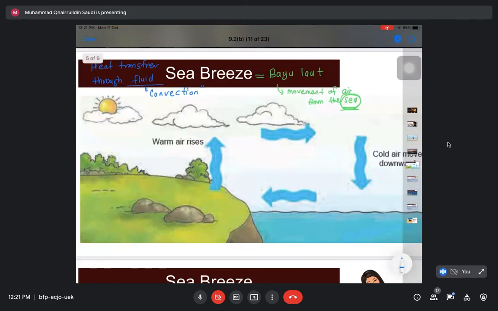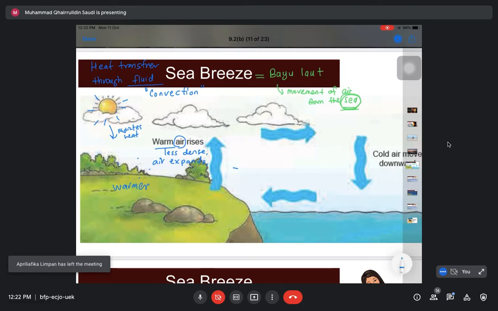Okay, this is what happened. Okay, when the sun radiates, the heat on the land, the air on the land becomes warm. Okay, so sun radiates heat. So the air here becomes warmer. Okay, when it becomes warmer, what will happen? The air will expand. When they expand, they become less dense. When they become less dense, they move upwards. They move upward or they rise.